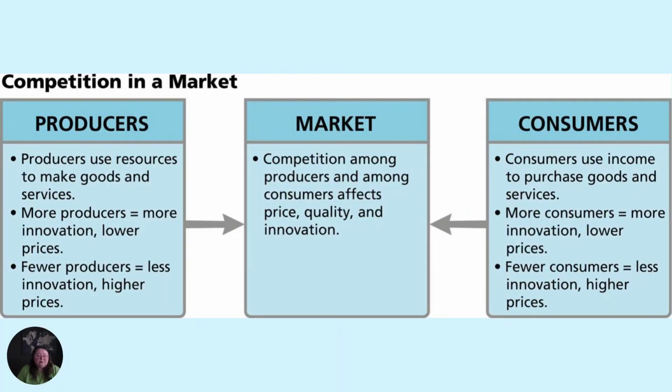Let's look at this chart from our book. Producers use resources to make goods and services. More producers means more innovation and lower prices. If there are fewer producers, there's less innovation and higher prices. Now let's look at consumers. Consumers use income to purchase goods and services. More consumers means more innovation and lower prices, and fewer consumers means less innovation and higher prices. Together, they create a market. Competition among producers and among consumers affects price, quality, and innovation.